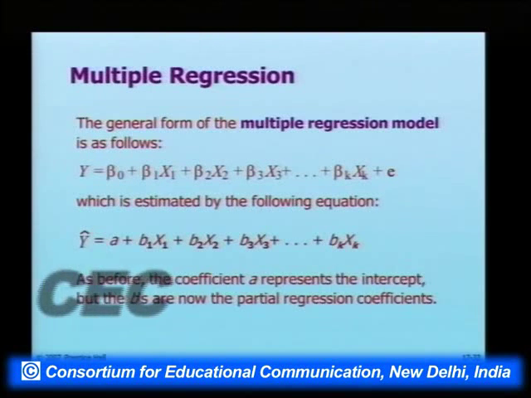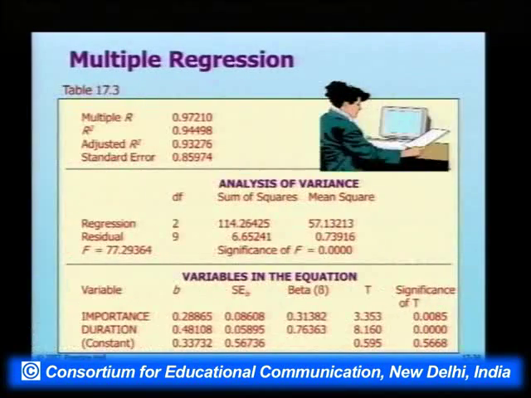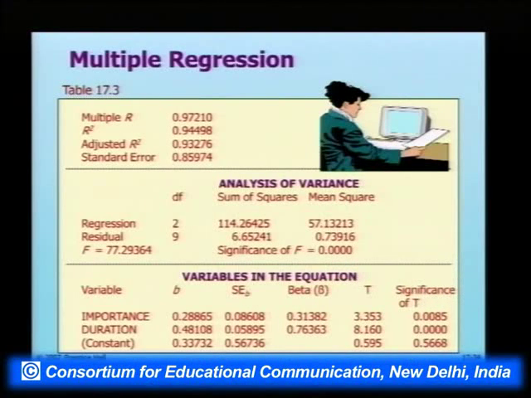Now, on similar lines, we can have multiple regression where the independent variables are more than one, and everything runs parallel to what we discussed. So here also the model is significant. R values have been given, and the equation in this case comes out to be 0.337 plus 0.48108 into duration of residence plus 0.2886 into importance given to the weather. The beta or the standardized coefficients come out to be 0.313 into importance plus 0.763 into duration.